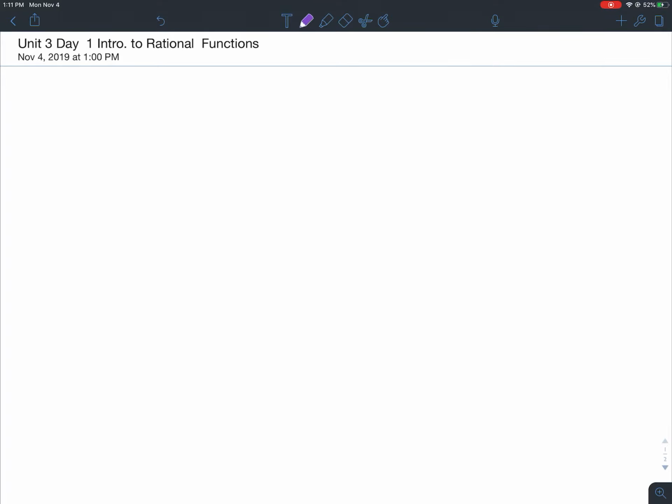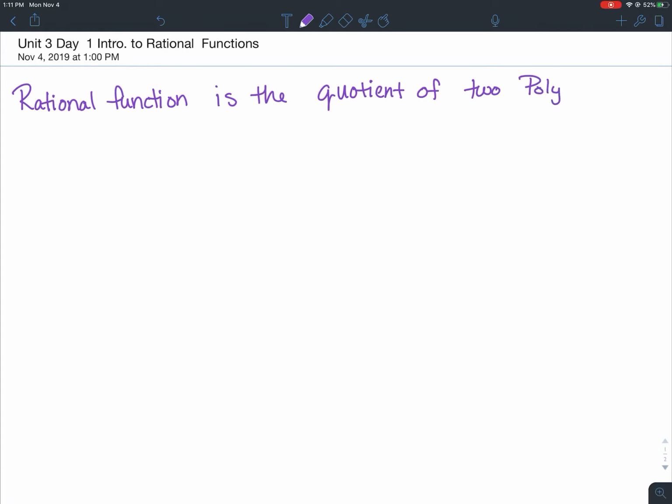First one, Intro to Rational Functions. A rational function is the quotient of two polynomials. Okay, so what does that mean?